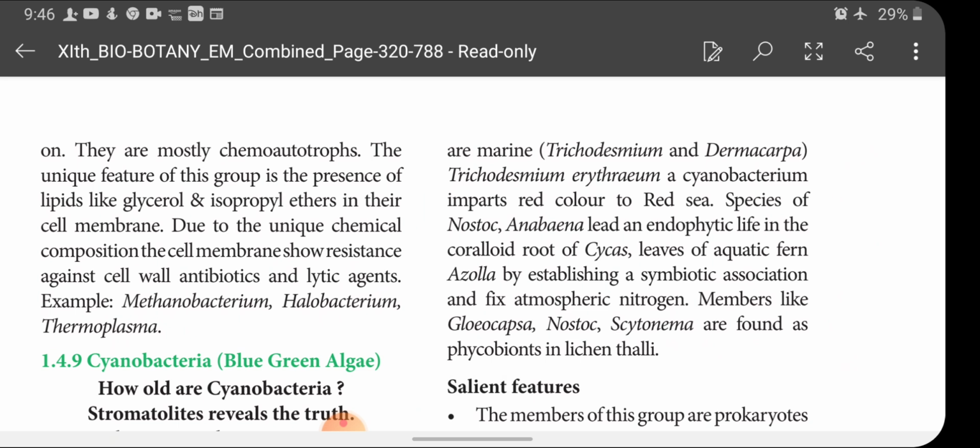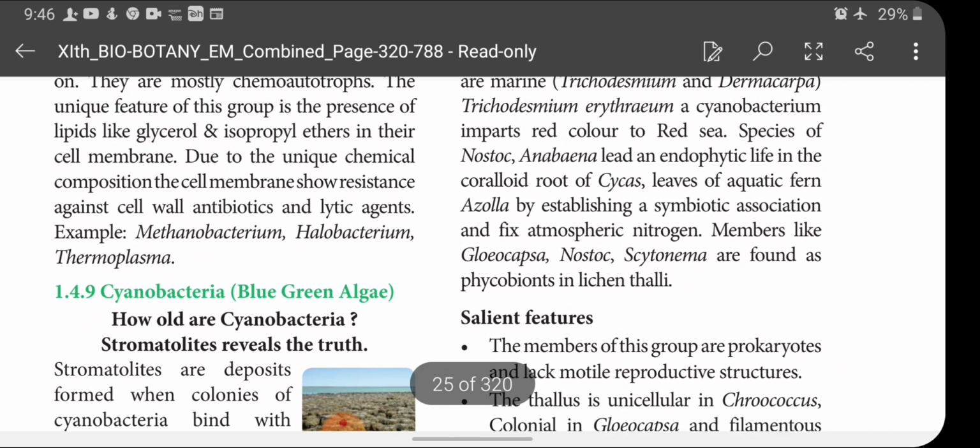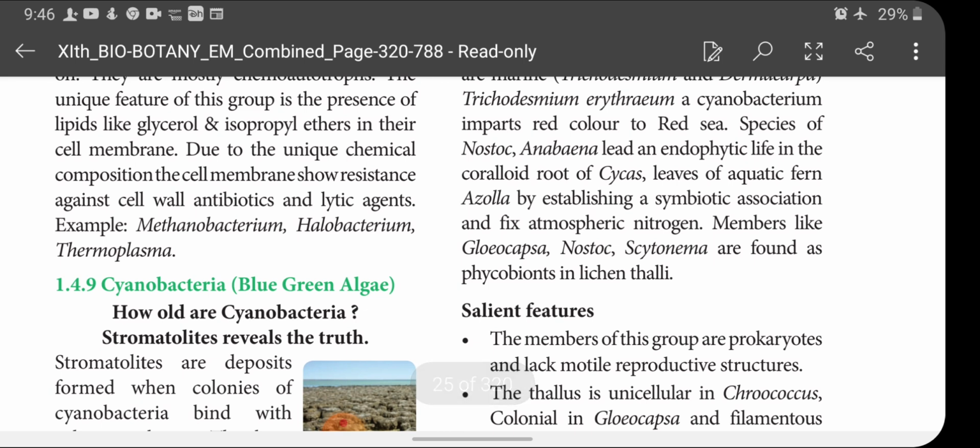Species of Nostoc and Anabaena lead an endophytic life in the coralloid roots of Cycas and in the leaves of the aquatic fern Azolla, establishing a symbiotic association and fixing atmospheric nitrogen. Members like Gloeocapsa and Nostoc, Scytonema are found as phycobionts in lichen thalli.